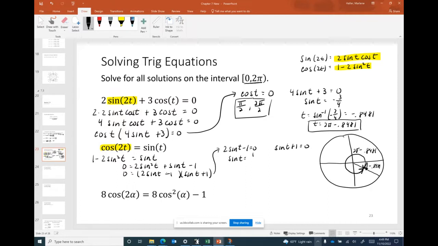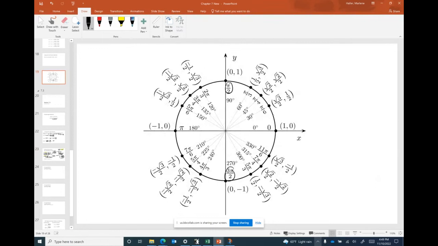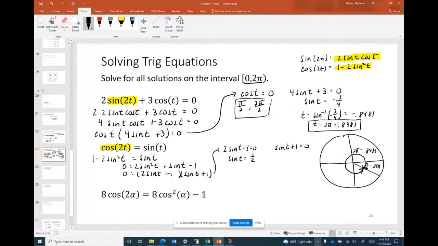So the sine of t is 1/2. That's a known value from the unit circle. So let's see what angle gives us a sine of 1/2. We go back and look. Sine, that's our y coordinate. There's 1. The sine is 1/2. Where else? Here's another one where the sine is 1/2. So it's pi over 6 and 5 pi over 6. 2 solutions there.